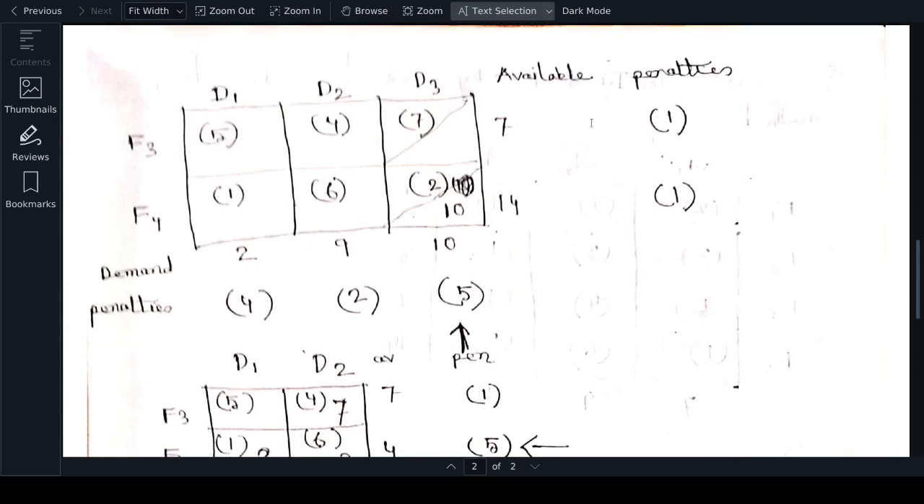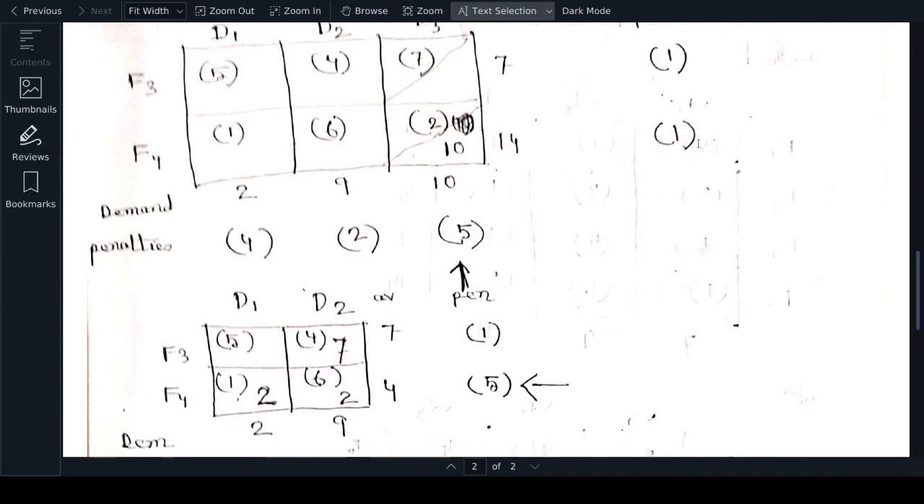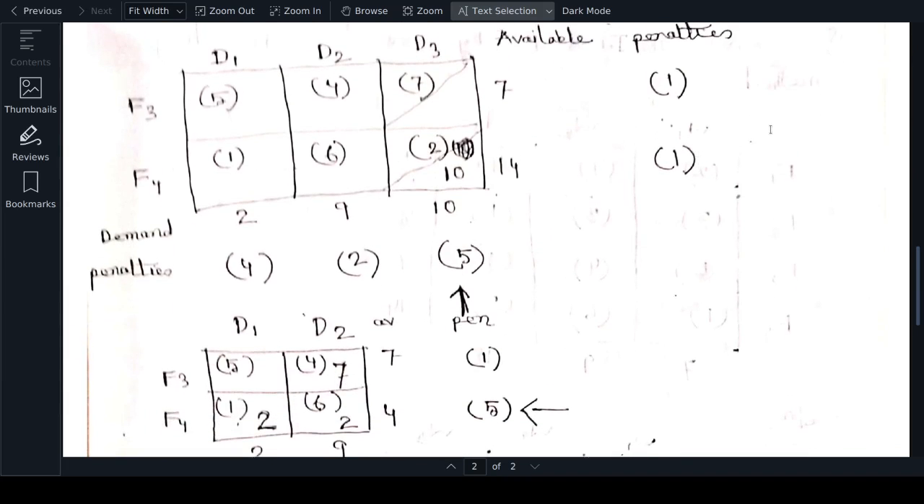Second page of the first table, you see here D1 column, D2 column, D3 column, right? So here you see, next we again have to find out the penalties. In the F3 row, what is the penalty?